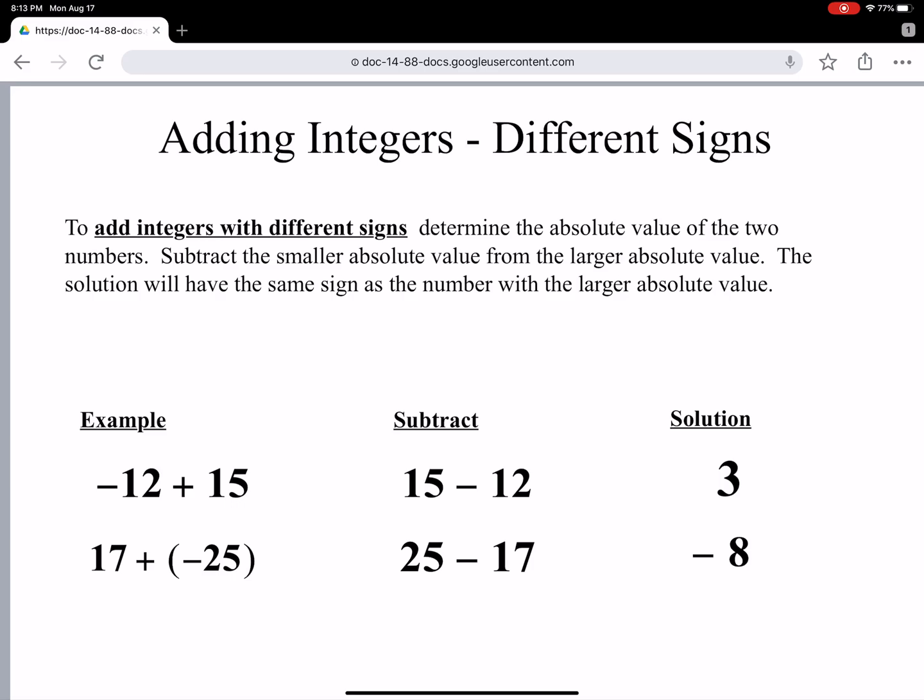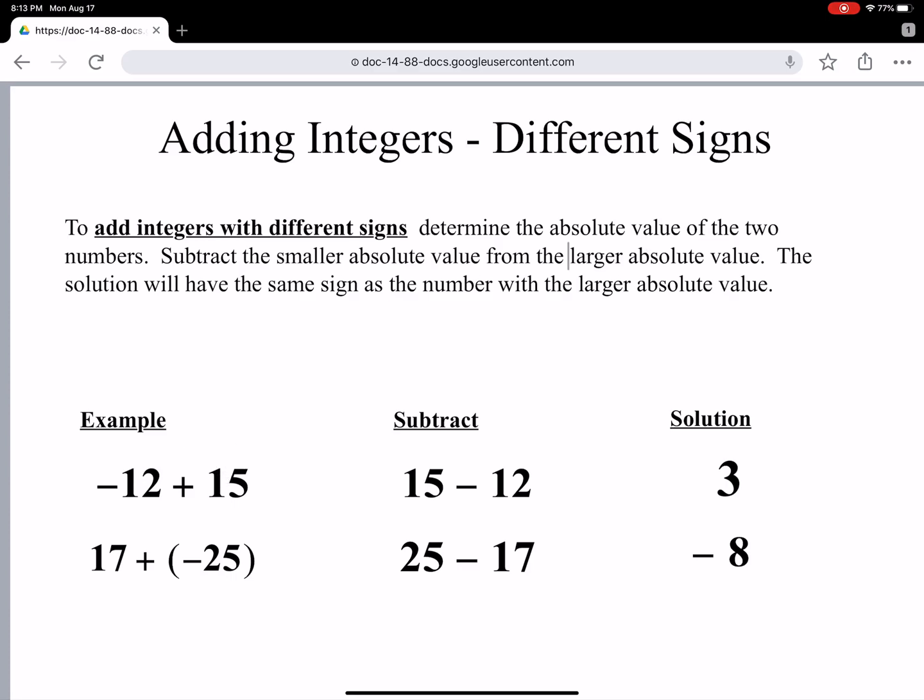So here it says, if I add integers with different signs, determine the absolute value of the two numbers and subtract the absolute value of the smaller number from the larger absolute value. This sounds like a lot, but what I want you to pay attention to is what happens here. In this example, I have -12 plus 15. Notice the first number is negative and the second number is positive, so they have different signs.